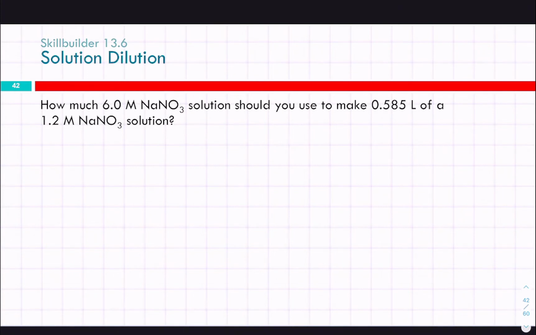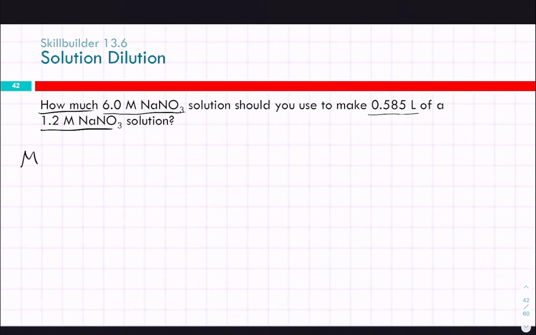All right, so here's a solution dilution problem. How much of our 6 molar sodium nitrate solution should you use to make 0.585 liters of a 1.2 molar sodium nitrate solution? All right, so we have a concentrate, and we have our new concentration that we want and the volume of that we want.